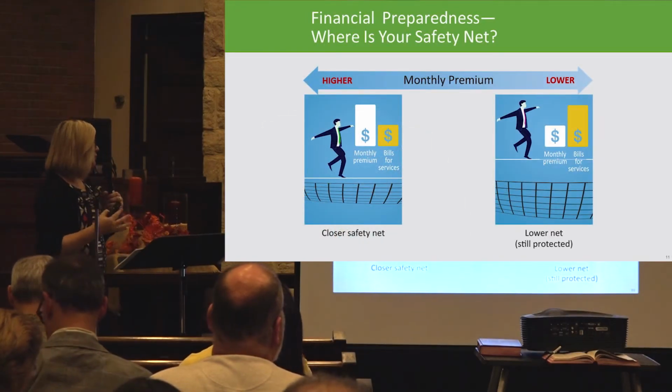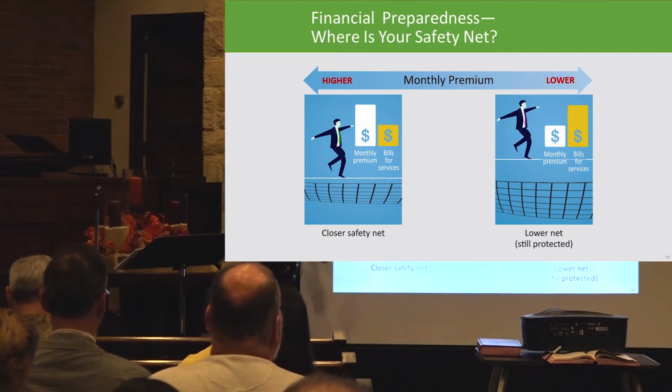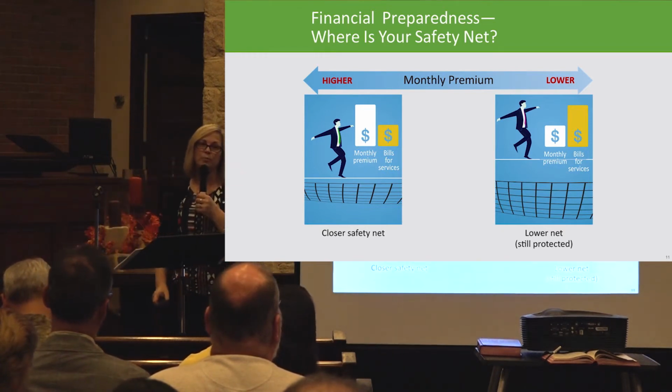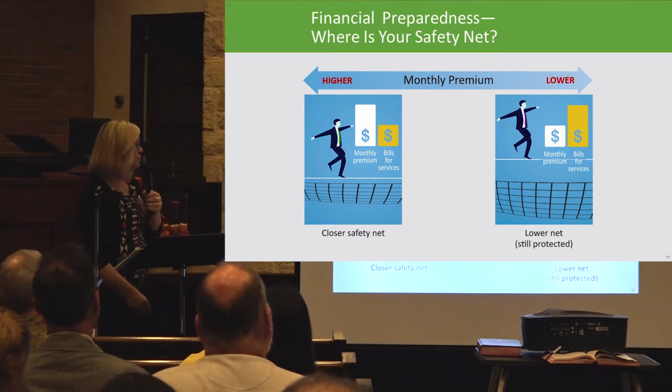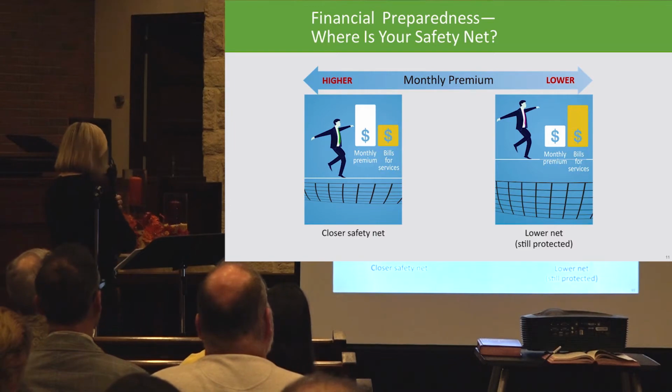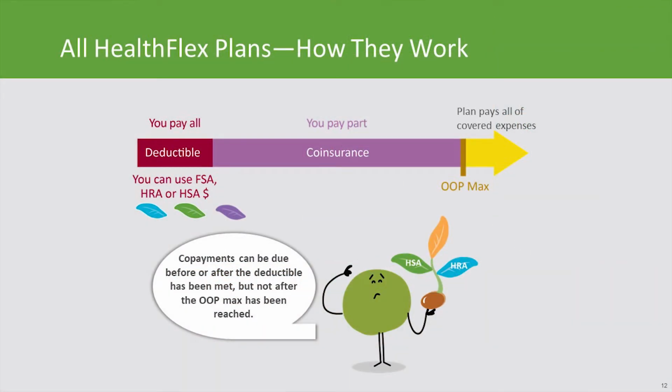Again, just a brief review. If there is a higher monthly premium, you pay less for your billed services. If there's a lower monthly premium, you usually pay more for your services. So let's talk about what is a deductible, what is coinsurance, and what are out-of-pocket maxes.